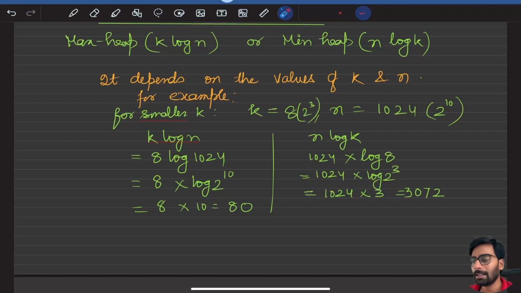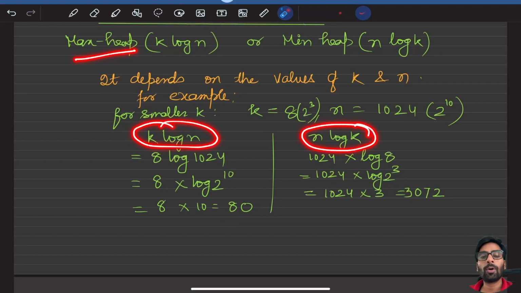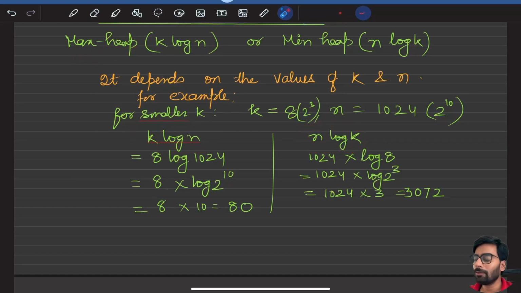So I'm taking k as 8 and n as 1024, that we can express as 2 raised to the power 10, and 8 we can express as 2 raised to the power 3. So if I calculate k log n, that is for the max heap, it comes out to be 80, because if I substitute 1024, that is 2 raised to the power 10, and since it's a base 2 log, the 10 will come in the front, right? This is simple mathematics. Similarly, for n log k the value comes to around 3000, and here it is coming to 80. So we can see that k log n is better than n log k. So basically max heap time complexity is better than the min heap time complexity for smaller values of k.